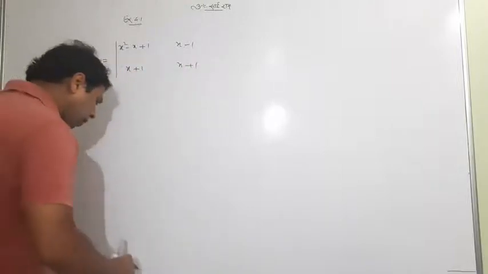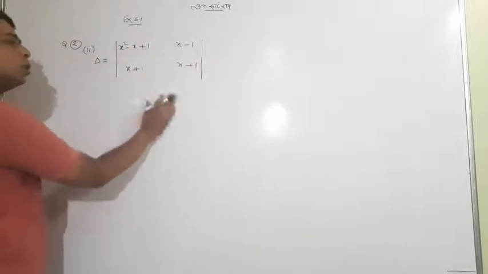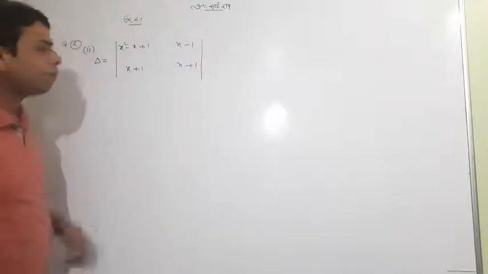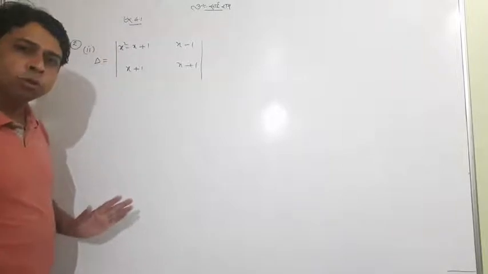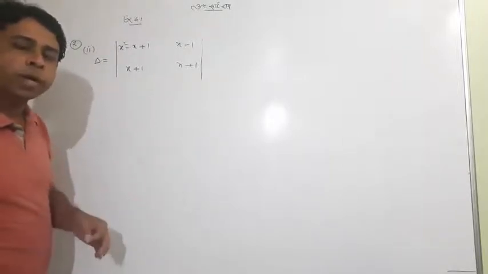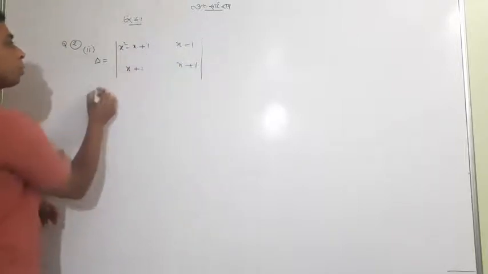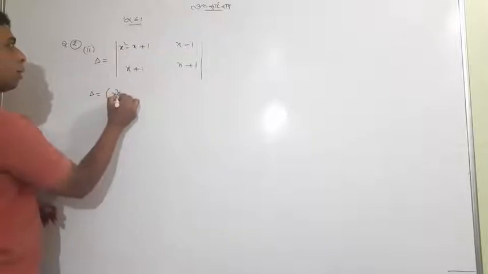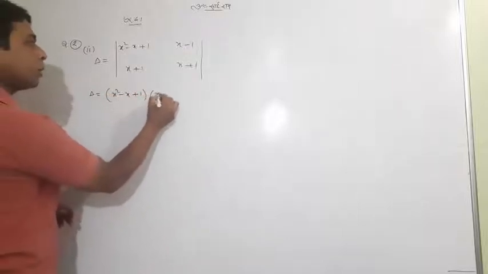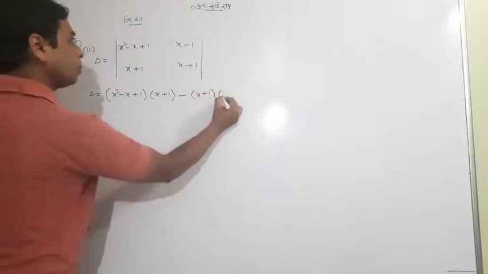So it is not to tell you, but just for practicing I am telling you. Just evaluate this 2 by 2 determinant. Whenever a 2 by 2 determinant comes to you, you don't have to think much about it. You should know how to expand any determinant of 2 by 2. Multiply these two minus multiply these two, and that's enough. x square minus x plus 1 into x plus 1, minus x plus 1 into x minus 1.